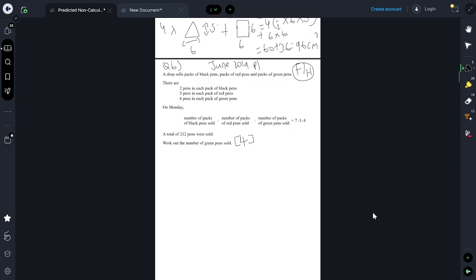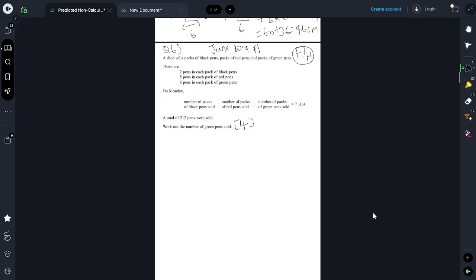Okay, we're on question 6 now. And this is a ratio question, and you are absolutely 1000% going to have a ratio question like this in the paper. Okay, so it says a shop sells packs of black pens, packs of red pens, and packs of green pens. There were 2 pens in each pack of black pens, 5 pens in each pack of red, and 6 pens in each pack of green. And it tells us this ratio about the packs of pens sold, which is 7 : 3 : 4.